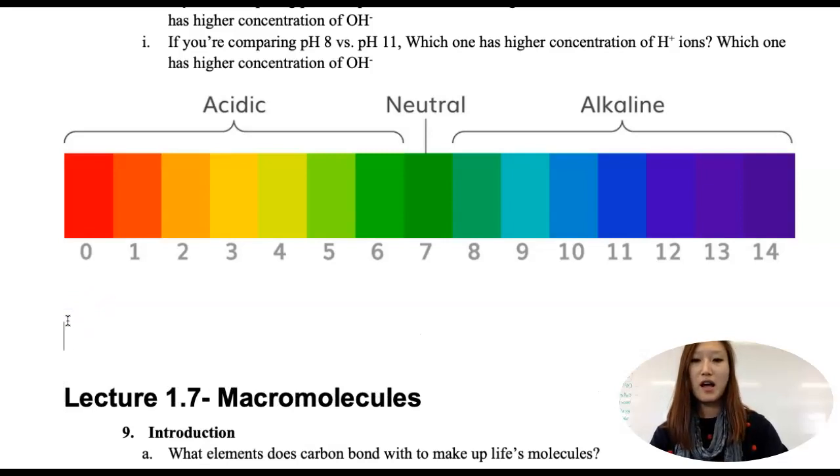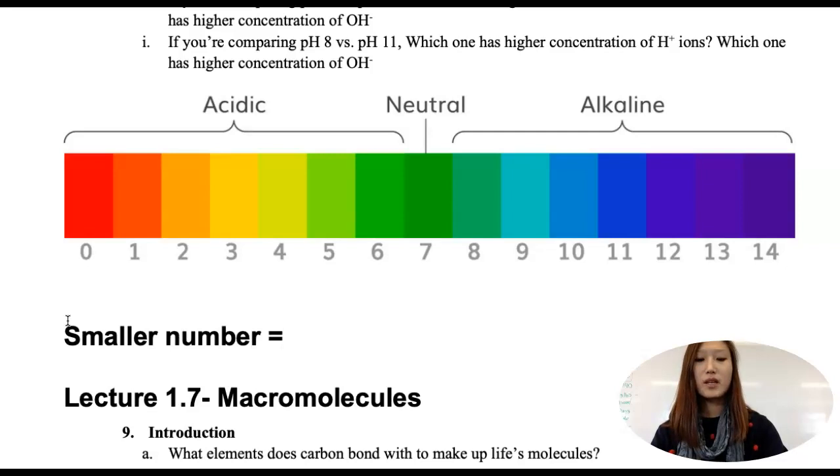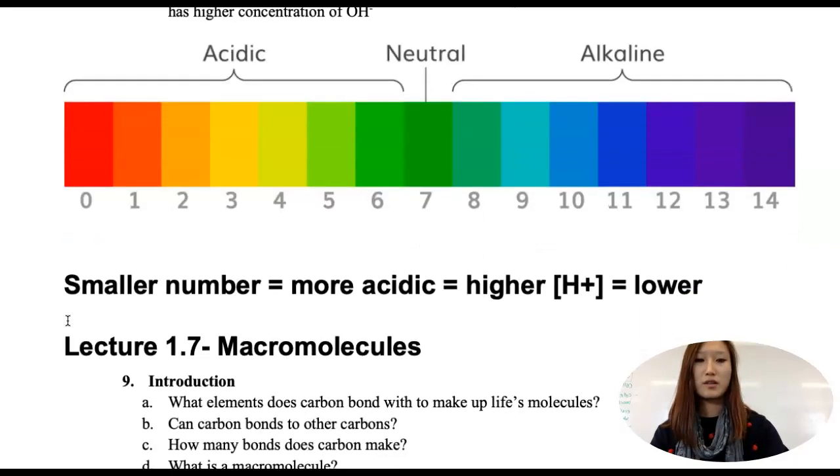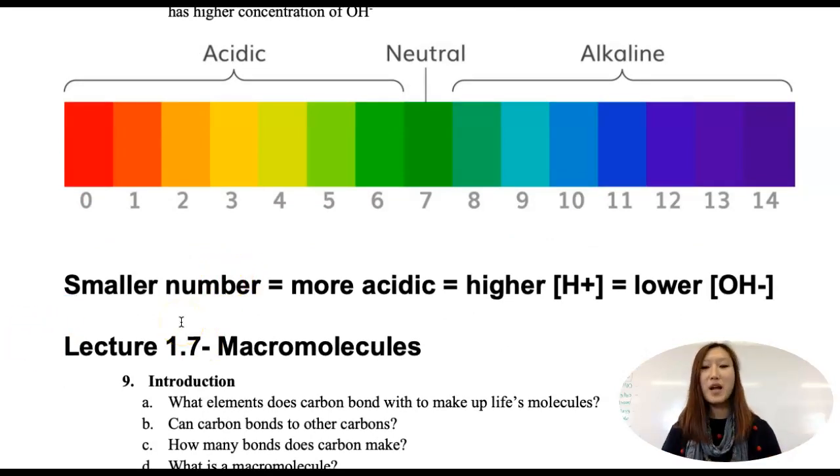So we have smaller number, more acidic, higher concentration of hydrogen ion, lower concentration of hydroxide ion. All right, so this is what this means. In comparison, if you have a larger number of the pH, it means it's more basic or less acidic, and it has lower concentration of hydrogen ion and higher concentration of hydroxide ion.